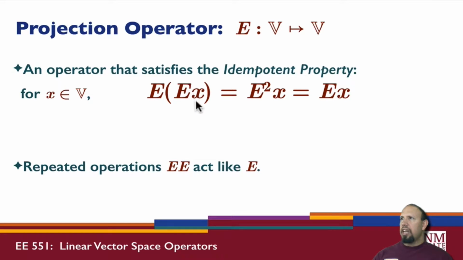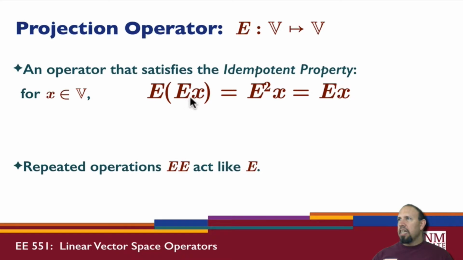I have E that operates on some X in the vector space. That is going to give me something back in the vector space, which I can then operate on again. So I operate again, and I can actually write it this way, E squared, which basically means this. And this is the result.